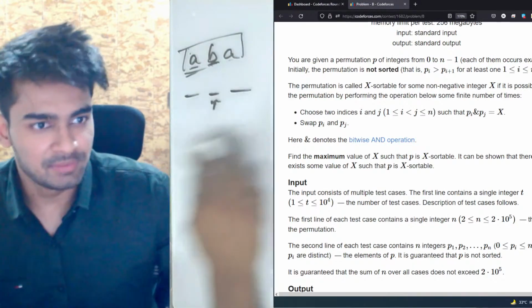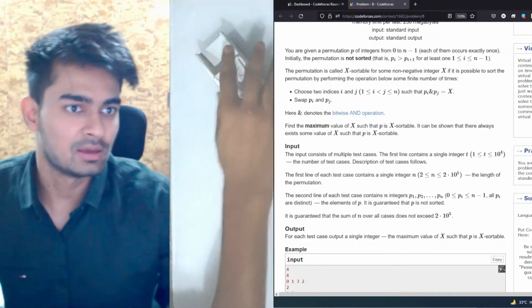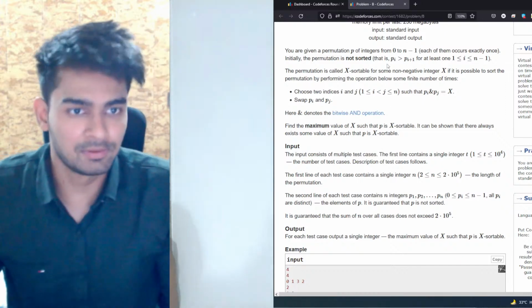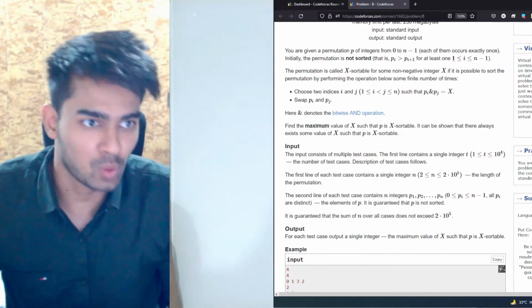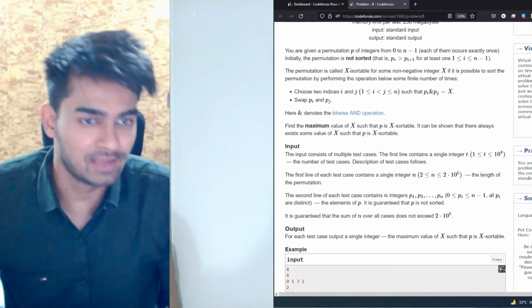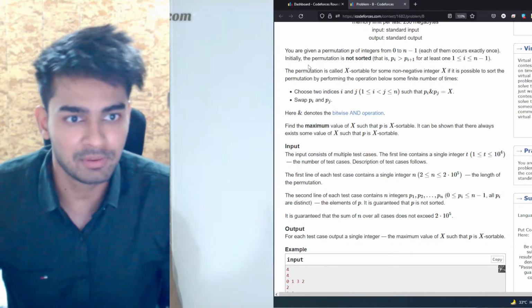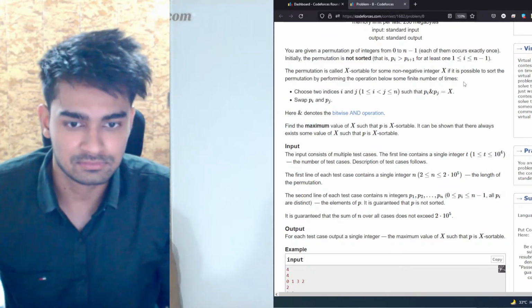You're given a permutation P of integers 0 to n minus 1. Each of them occurs exactly once. Initially, the permutation is not sorted: Pi is greater than Pi plus 1 for at least one i. The permutation is called x-sortable for some non-negative integer x if it is possible to sort the permutation by performing the operation below some finite number of times.